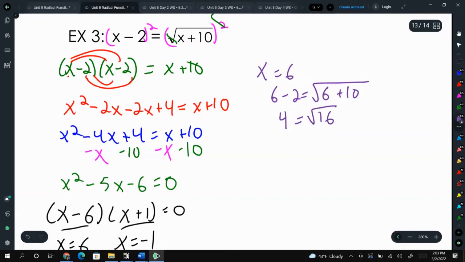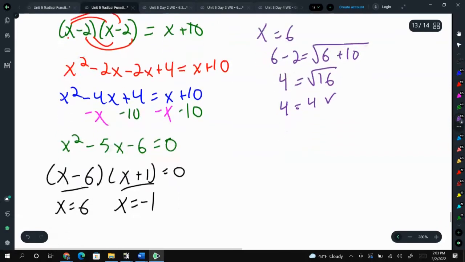And then we get the square root of 16. 4 equals 4. That works. So x equals 6 is a solution.